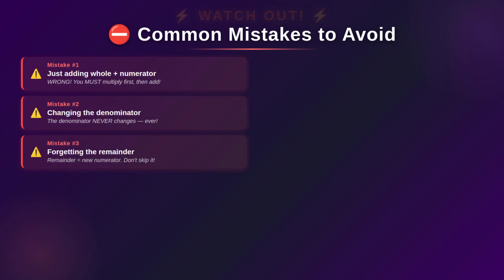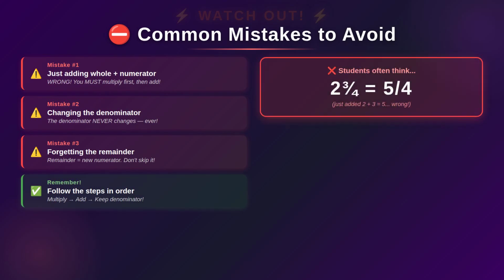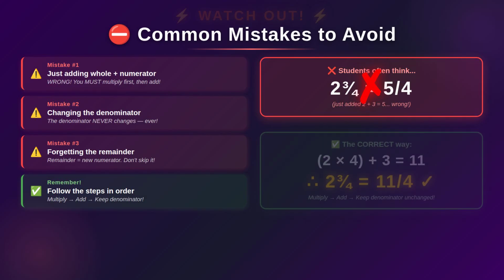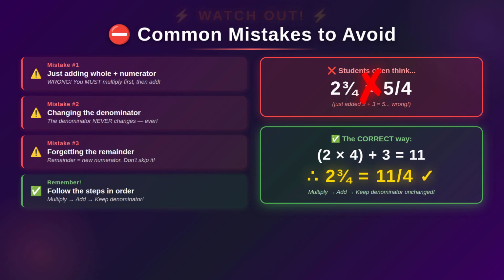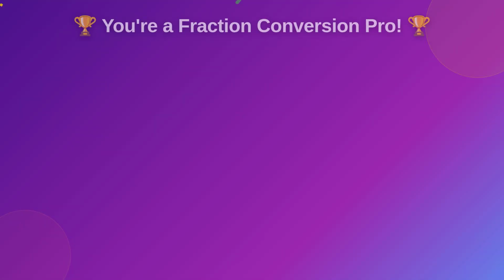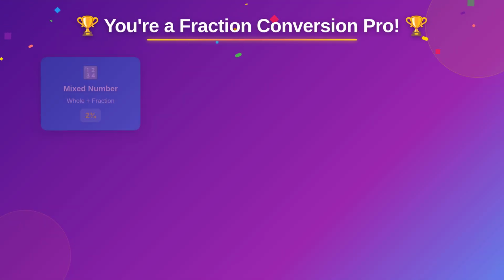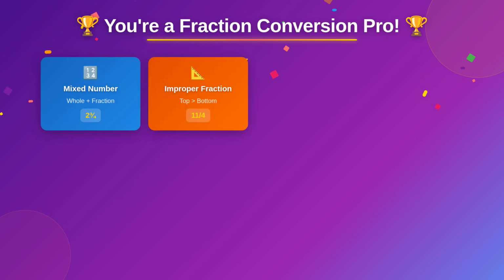Before you go off and practice, let me warn you about the most common mistakes students make. Mistake number 1. When converting a mixed number, some students just add the whole number and the numerator. That's wrong. You must multiply first, then add. Mistake number 2. Changing the denominator. The denominator never changes, ever. Mistake number 3. Forgetting the remainder when going from improper to mixed. That remainder is your new numerator, and skipping it is a big oops. Keep these in mind and you'll be mistake-free.